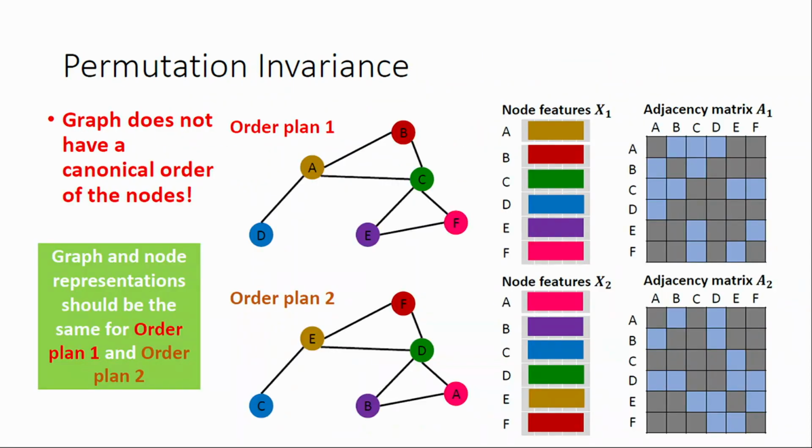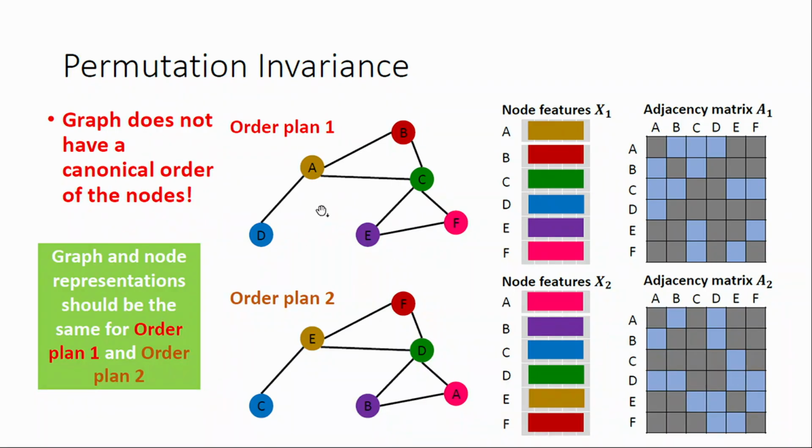So what that means is, considering these two graphs, if you just assign a different order... When you represent a graph, you have to represent it in a matrix and with features. To store things in a computer, you intrinsically decide the order of these nodes, because the matrix has an index. So how are we going to represent this graph? The order plan that we choose for these nodes effectively results in a different matrix or features.